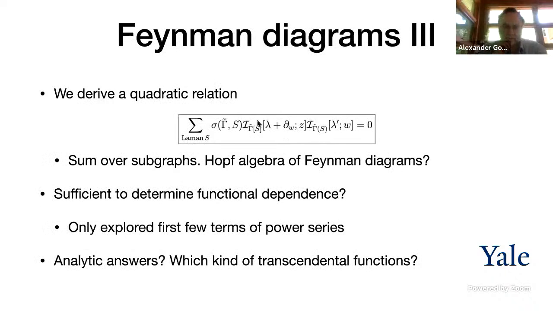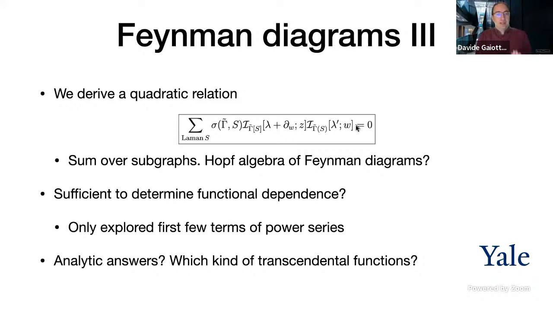And so there is an interesting way for this Feynman diagram to act on another Feynman diagram. Essentially, you take the momenta, you shift them by derivatives of the z's for the other diagram, and so you transform one of these functions into a differential operator or a difference operator acting on the other. But it's a relation. And experimentally it seems to be sufficient to determine the functional dependence of these Feynman diagrams.